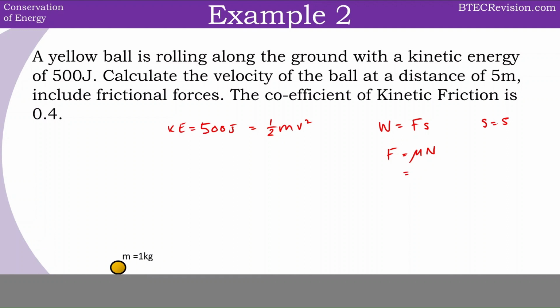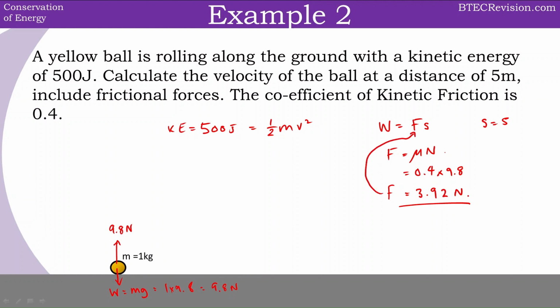We know the coefficient of friction is 0.4, and we will need to work out the normal force. And we know that the mass is 1 kilogram, so we can work out the weight, W equals mg. So that's 1 times 9.8, which is equal to 9.8. Okay, therefore, the reaction force is going to be also equal to 9.8. So the reaction force is 9.8, so 0.4 times 9.8 gives us a frictional force, which is equal to 3.92 newtons. Okay, so now we have our frictional force.